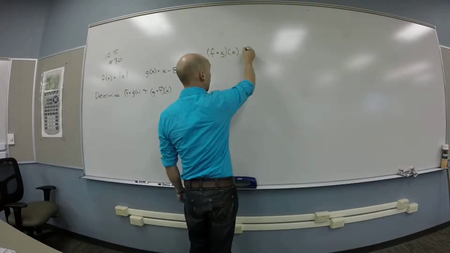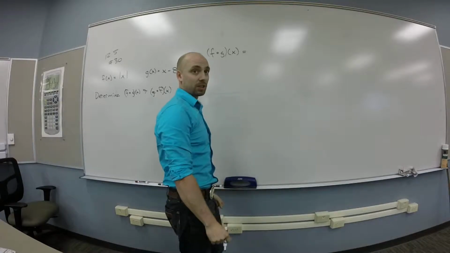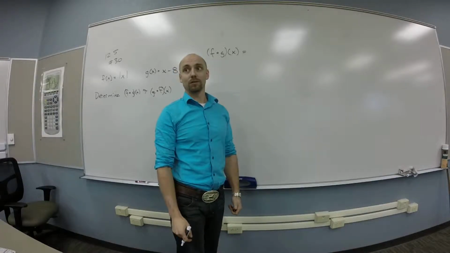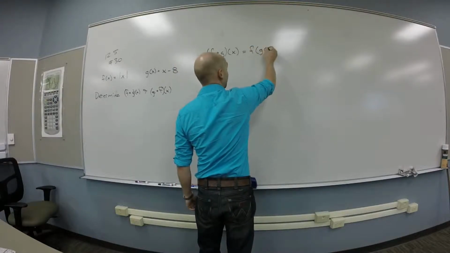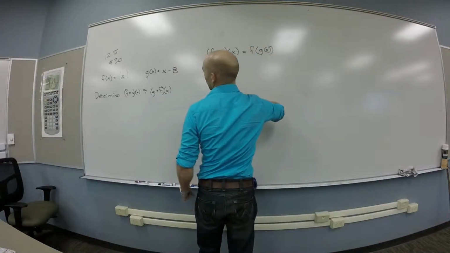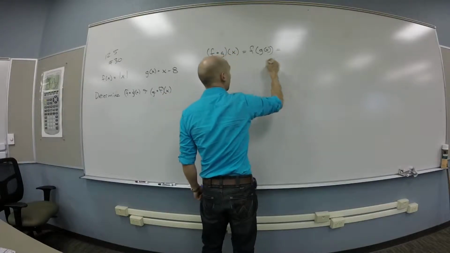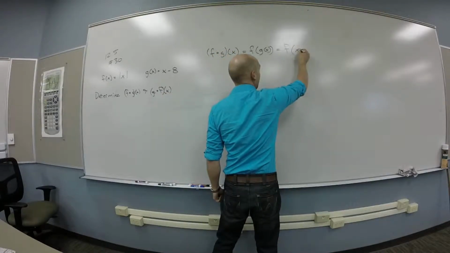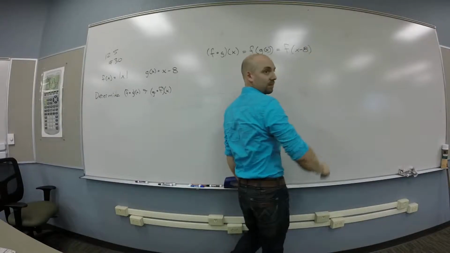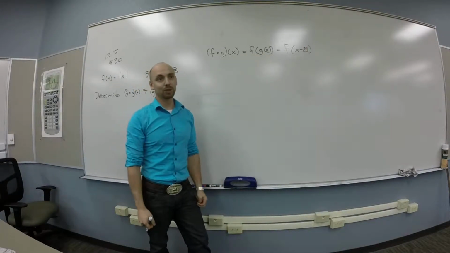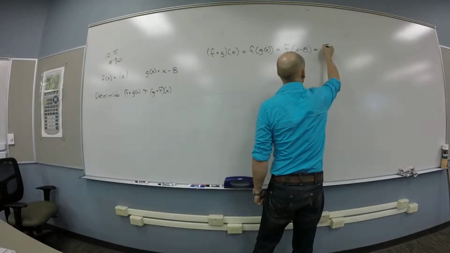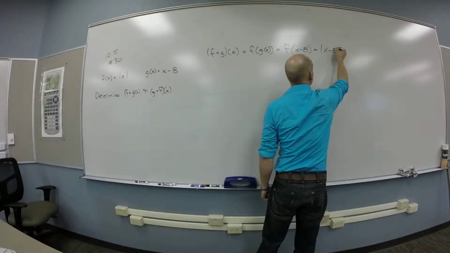Okay, so f composed with g is the absolute value of x minus 8. Okay, cool. That's f done to g, right? So that's f done to x minus 8. And then what does f do to stuff? F takes the absolute value. So I got the absolute value of x minus 8 for this one.